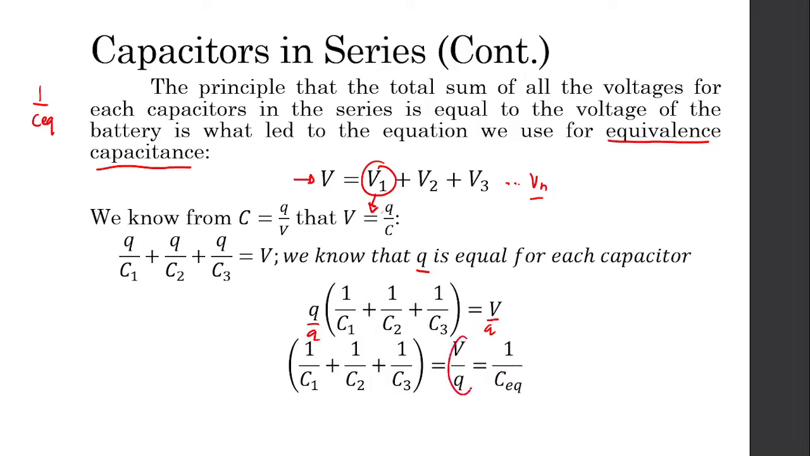So this makes sense because V over Q, as you can see here, so we know that C is Q over V. So if we switch this V over Q, we just have to also switch this. So V over Q, that's how we were able to get 1 over the equivalent capacitance. So I hope that is clear. That is all about capacitors in series.